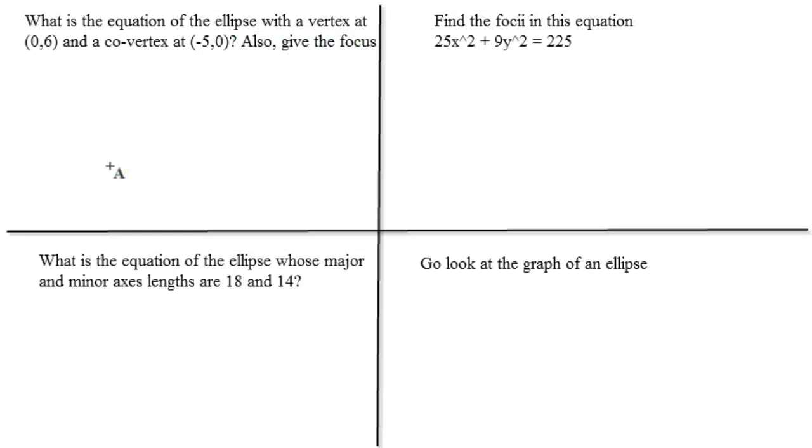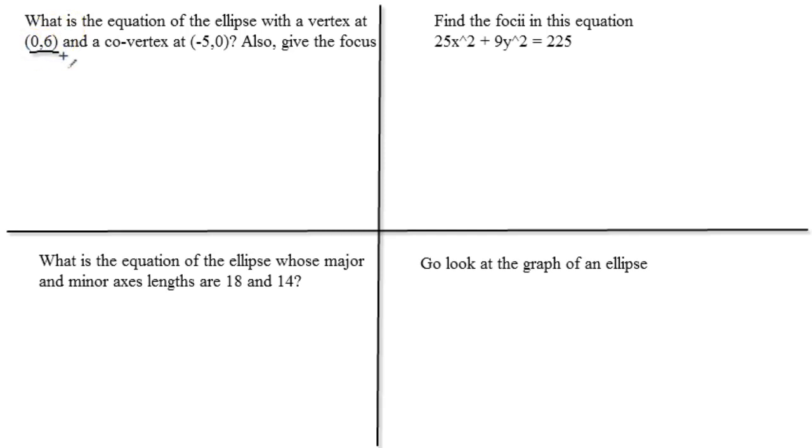When I'm working with anything with a conic, I have my conic section formulas right with me. I don't mess around. Do not mince words with this. So, a vertex is at 0, 6 and a co-vertex at negative 5, 0. We're going to get the equation of that, and also give the focus. What is the equation of the ellipse with a vertex at 0, 6 and a co-vertex at negative 5, 0?